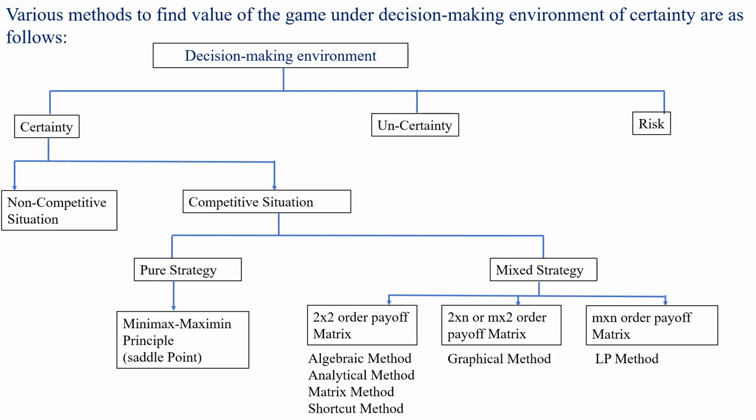And another one is the m by n order payoff matrix, which means player A has more than two strategies, and similarly player B also has more than two strategies. Then we have to go for the LP, linear programming method. Thank you.